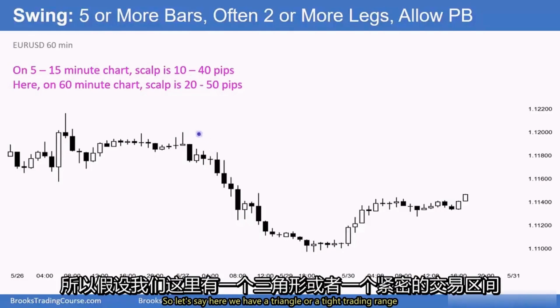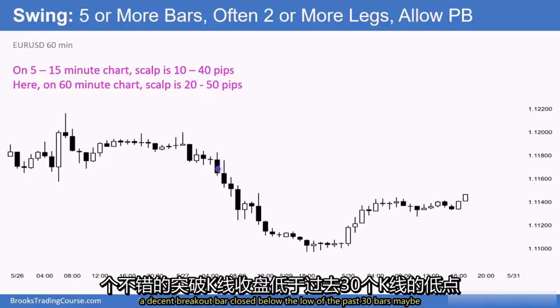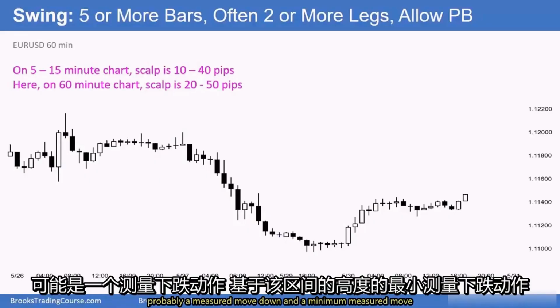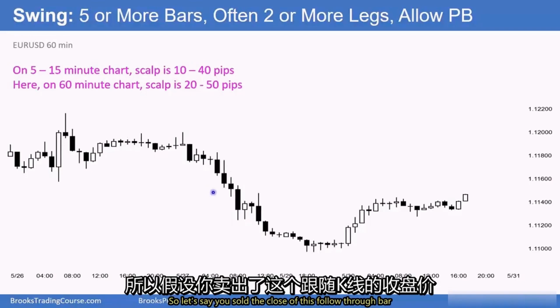So let's say here we have a triangle or a tight trading range, and then we have a breakout and a follow-through bar. A decent breakout bar closed below the low of the past 30 bars maybe, and then another bar closing on its low. At this point, the probability of some kind of a move down, probably a measured move down at a minimum, measured move based upon the height of that range, traders will conclude the market is always in short, that it's probably going lower. So let's say you sold the close of this follow-through bar.